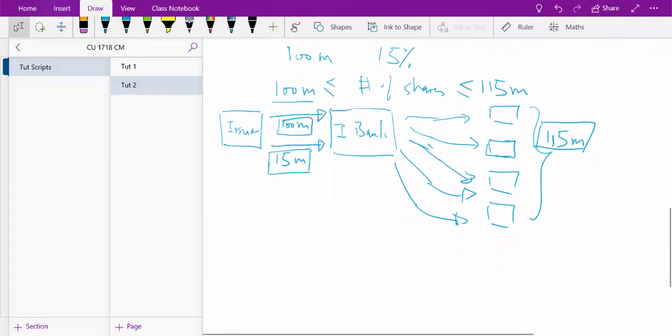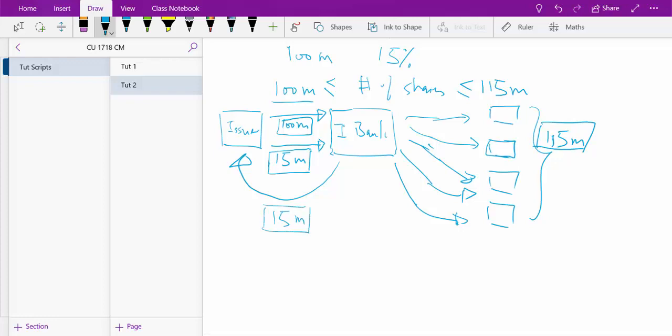Now, here's the interesting thing. The iBank knows that they have to return the 15 million shares to the major shareholder at some point in time. Now, there are two ways to do that. Number one is the iBank tells the issuer, how about you just issue another 15 million back into your account. This is called exercising the Greenshoe. This is effectively when the iBank is telling the client, please issue 115 instead of 100. So they will issue 115, and then the extra 15 will be given back to the issuer.